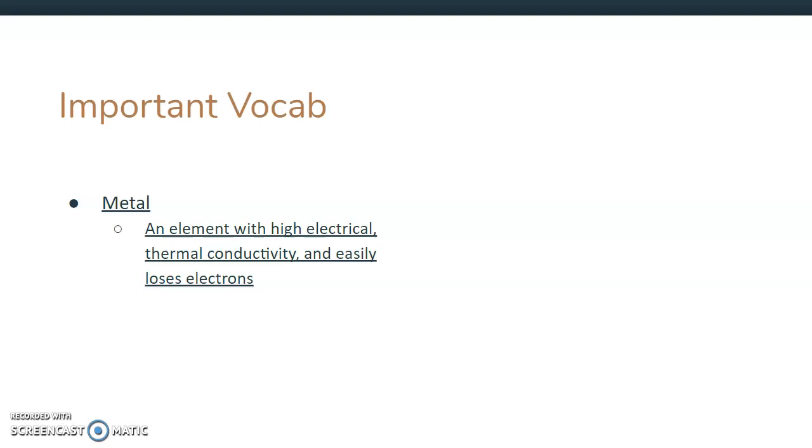So a metal is our first vocab word we're going to learn today. It's an element with high electrical and thermal conductivity and easily loses electrons. So an element with high electrical and thermal conductivity means that electrical conductivity means that electricity passes through it. So in our houses that we have lights on, we have metals running through the wires so that we can transfer that electricity into our lights.